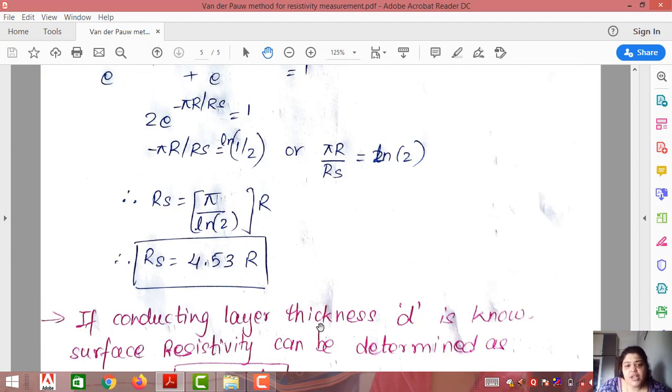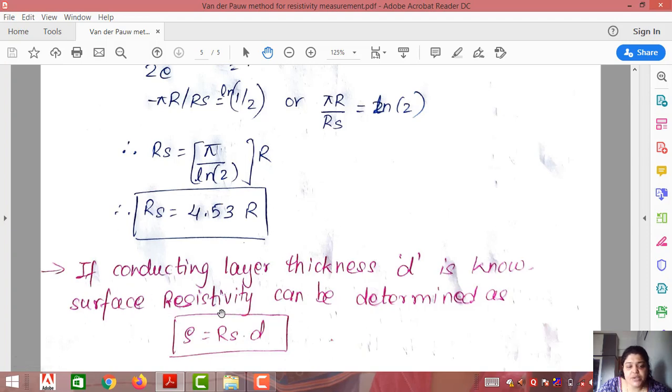Now, if we know the conducting layer thickness, the thickness of the sample, using this measured value of Rs, that is sheet resistance, we can find out the resistivity rho, that is the overall resistivity of the sample, as Rs into d. You multiply by thickness, you get the resistivity of the sample.